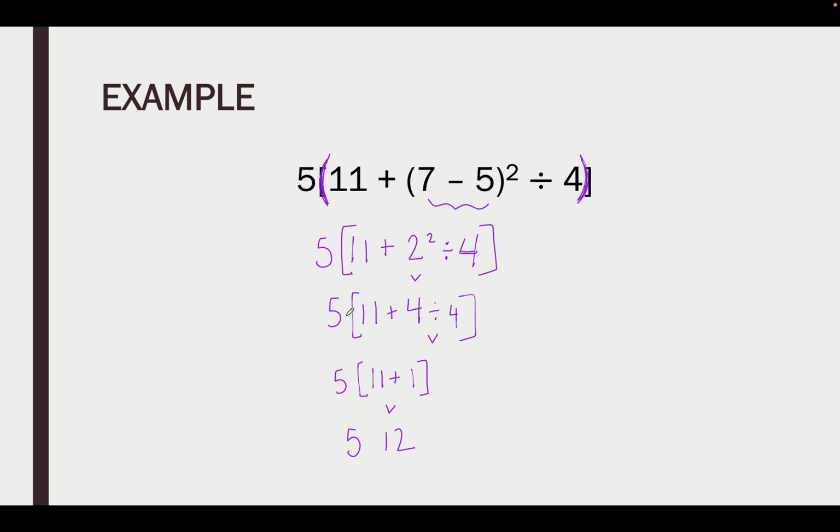And we need to recall that when there's nothing in between a number and a bracket or a parenthesis, whichever way you draw it, that changes to multiplication. So 5 times 12, which is an answer of 60.